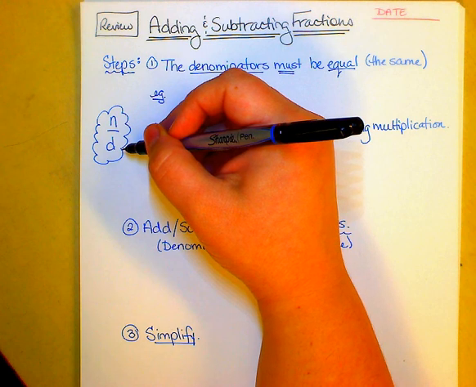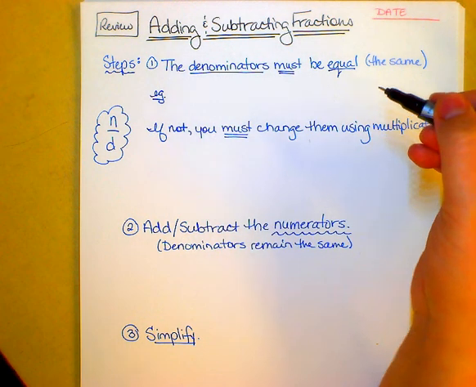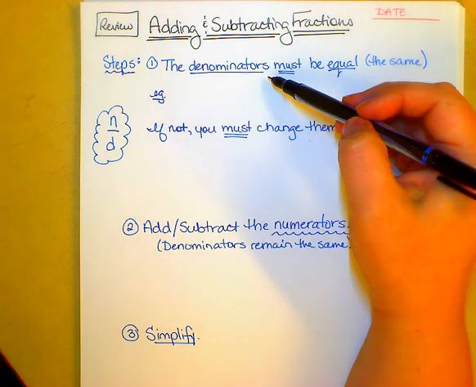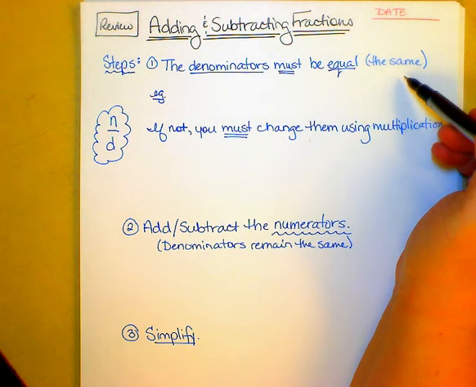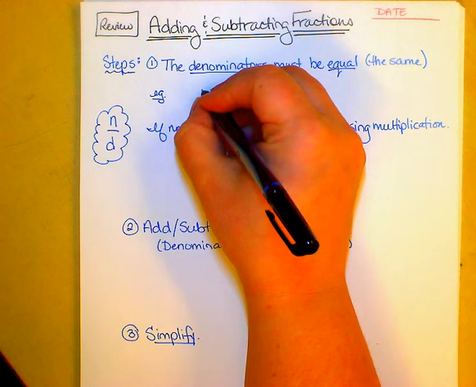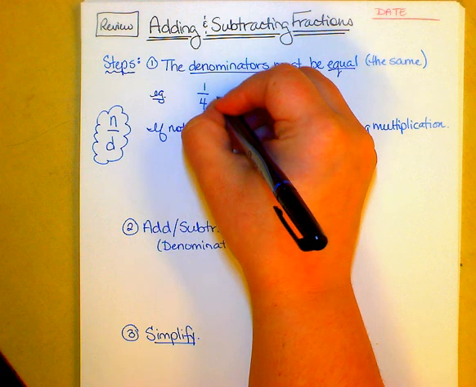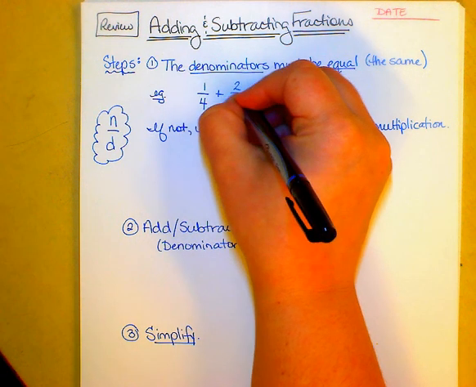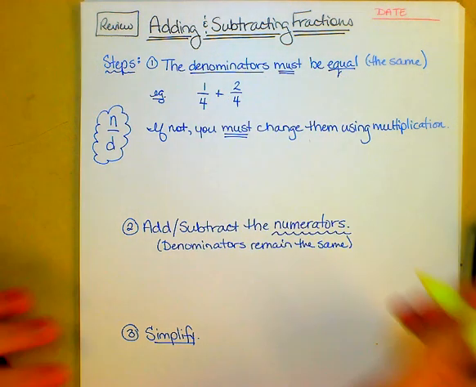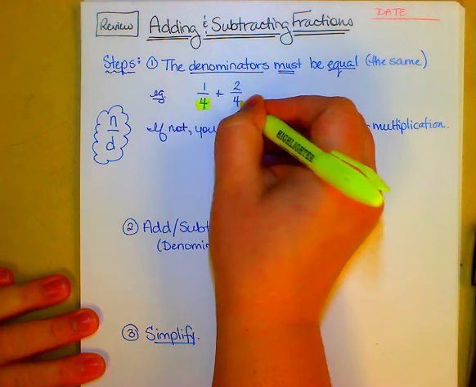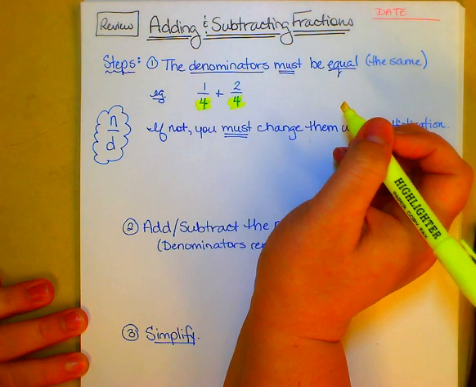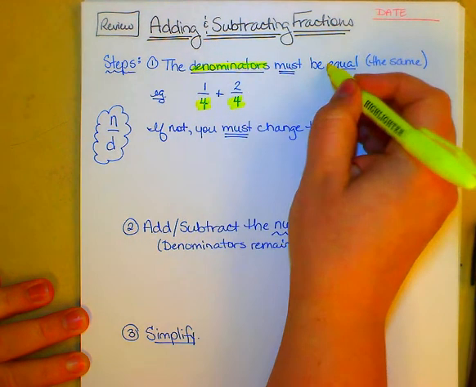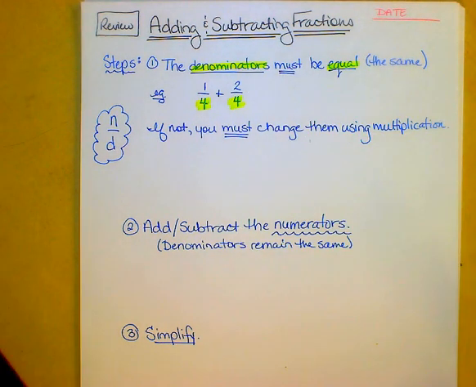So let's review the steps for adding and subtracting fractions. Step 1. The denominators must be equal, so they have to be the same number. So an example of this is if I had 1/4 and I was adding 2/4. Well, in this example, my denominator in both cases is 4, so my denominator is equal. It's the same, which means I can move on to step number 2. But that won't always be the case.